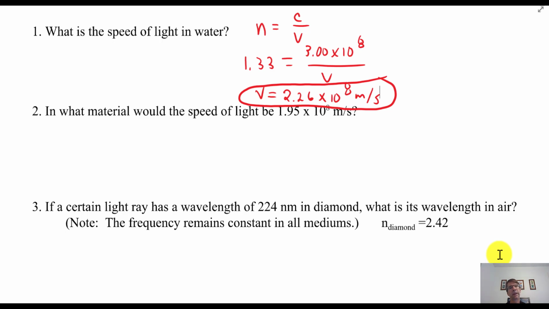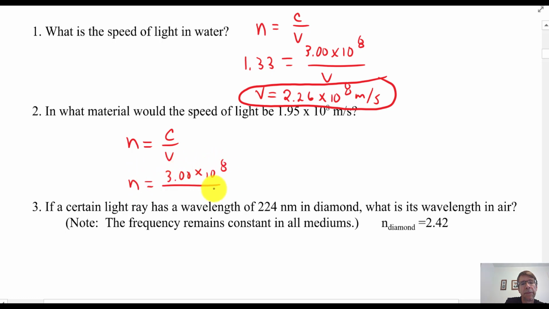Anyway, let's go back to problem number 2 before we go to problem number 3. For what material would the speed of light be that value? Well, we're just going to plug in. We're trying to find n. So we have 3.00 times 10 to the 8th divided by 1.95 times 10 to the 8th. And that gives us an index of refraction of 1.54.